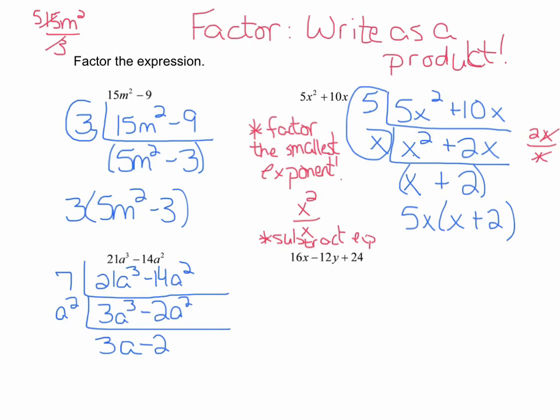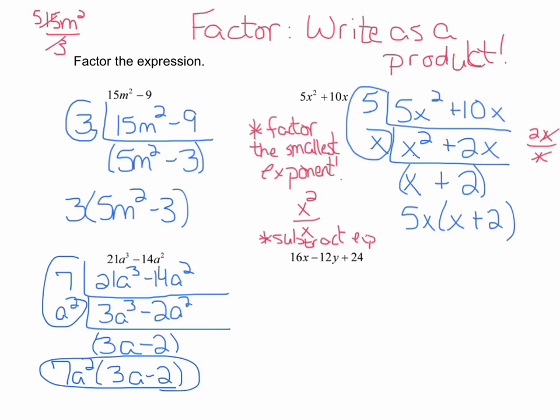So, my GCF, I'm left with 7a squared. My parentheses down here, I'm left with 3a minus 2. So my answer is 7a squared times 3a minus 2. If we were to remultiply, we'd get what we started with, okay? But we want to write it as a product, so our answer is this multiplication.